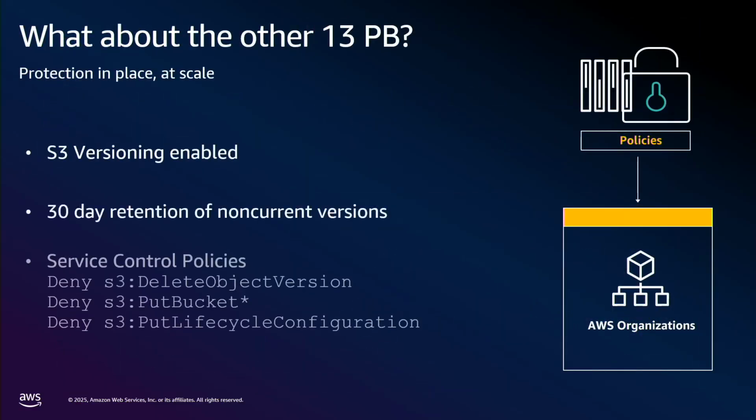What about the rest of the 13 petabytes? We have not forgotten about that. We have some protection in place for them as well. We make sure that we keep the versioning enabled on S3. We have retention for non-current versions, so we issue soft deletes. We also use the service control policies that limit the modifications of the lifecycle policies. And also we are going to explore the RCPs that Tom talked about to limit this from third parties.